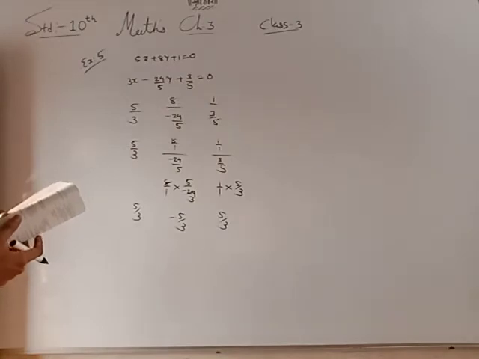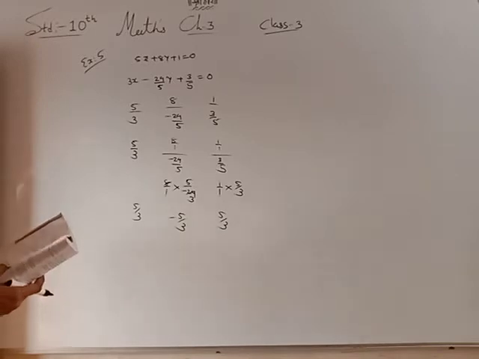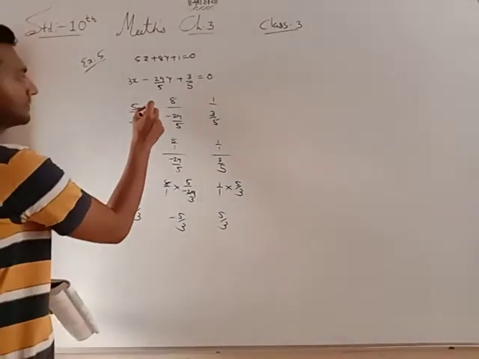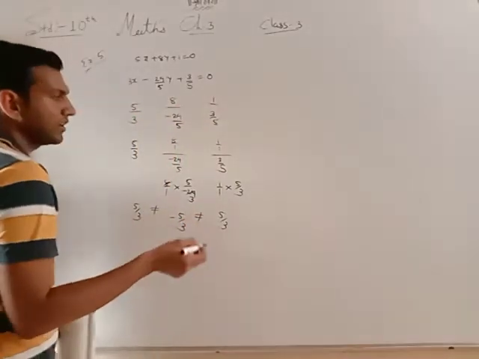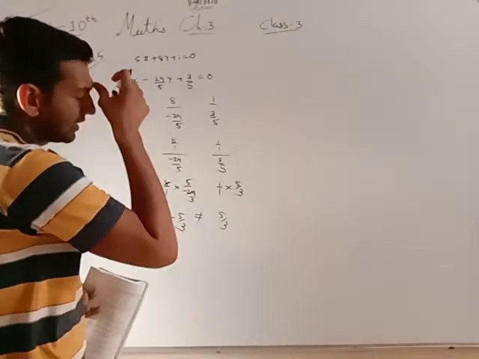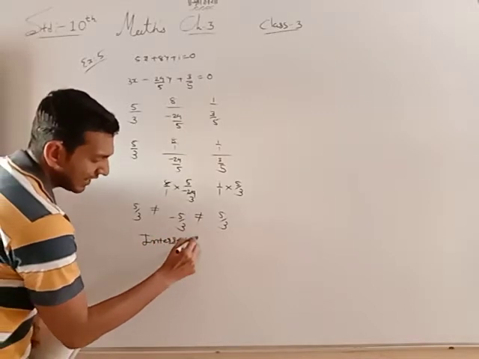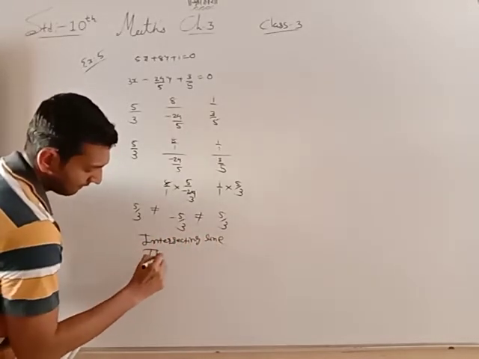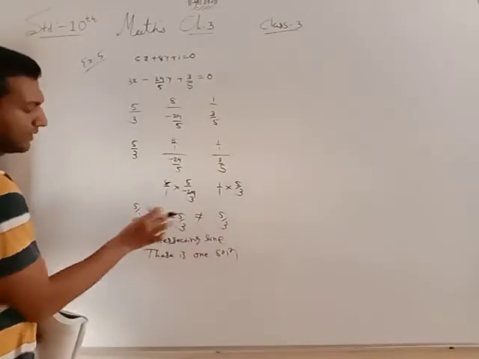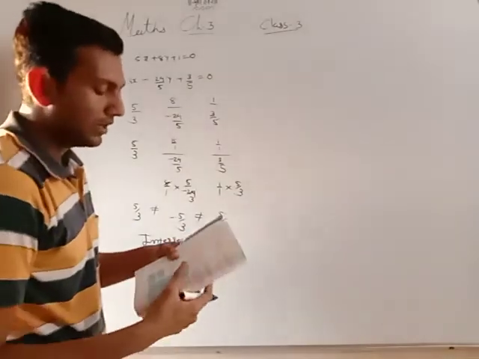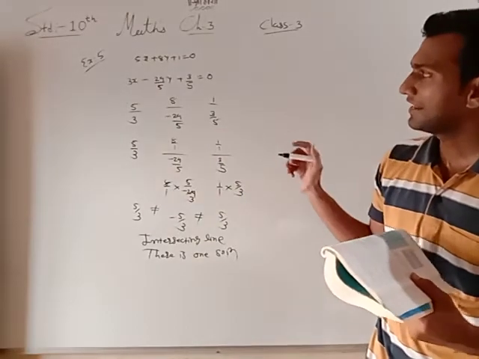So in this case, which type of solution do you get? According to this concept, this one does not equal this one, so the lines are intersecting lines. There is only one solution. These and these are equal, but these and these are not equal. So in this case the lines are intersecting lines and there is one solution.